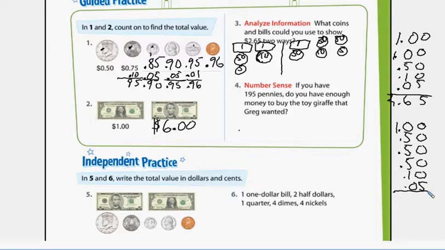Okay, 5 plus all the zeros is 5. So I got 5, 5, 5, and 1, that's 16. My decimal there, carry my 1, and then 1 plus 1 is 2. $2.65 again. Okay, number 4. If you have 195 pennies, do you have enough money to buy the toy giraffe that Greg wanted? Okay, 195 pennies is the same thing as, because 100 pennies is $1, so $1 and 95 cents, and that's exactly what the giraffe cost. So yes, you could.